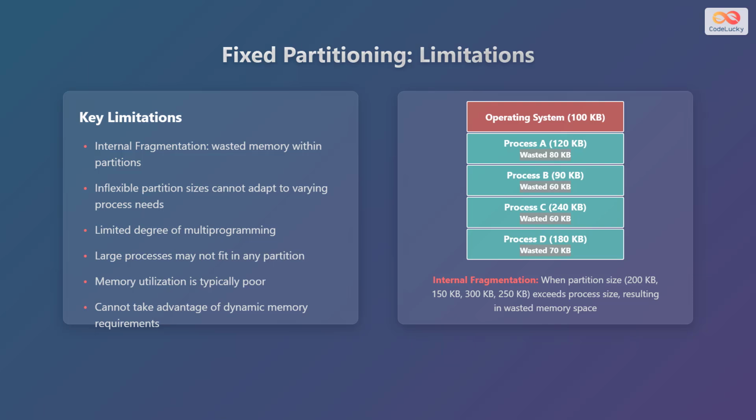In the example diagram, we can see that the operating system takes up 100 kilobytes. Then there are 4 processes, A, B, C, and D, each allocated to a partition. However, each of these processes leaves some memory wasted within its partition, which is internal fragmentation. For example, process A, which requires 120 kilobytes, is allocated to a 200 kilobyte partition, resulting in 80 kilobytes of wasted space.